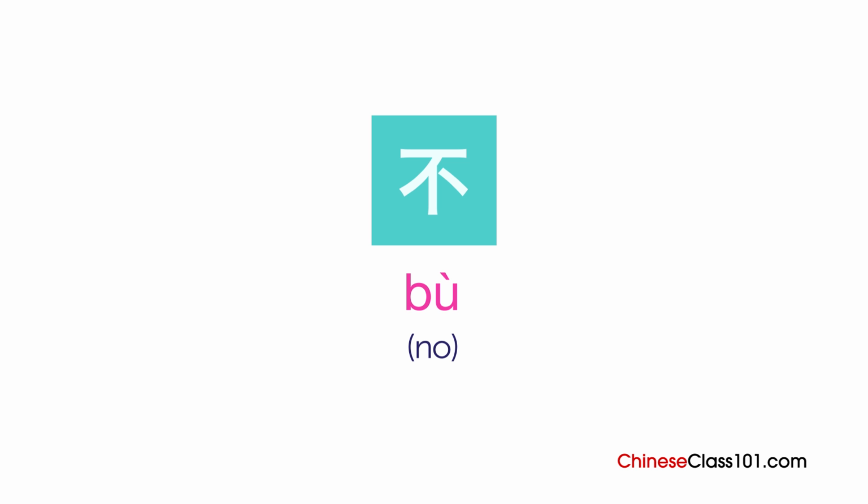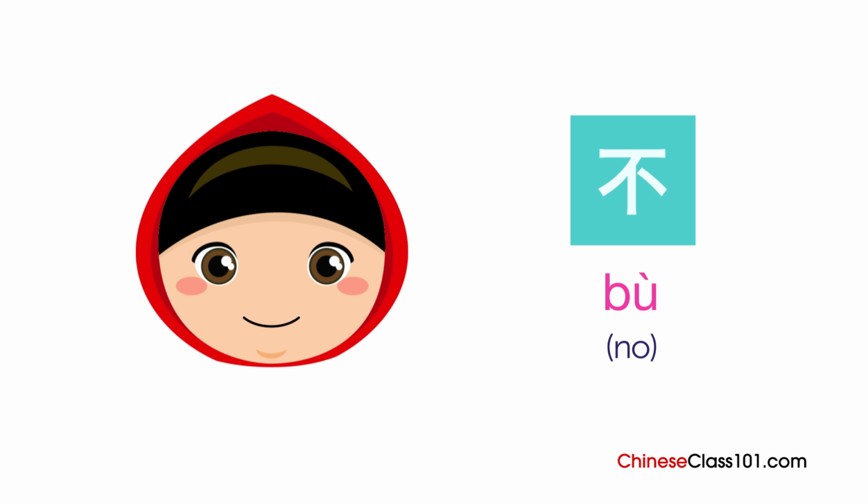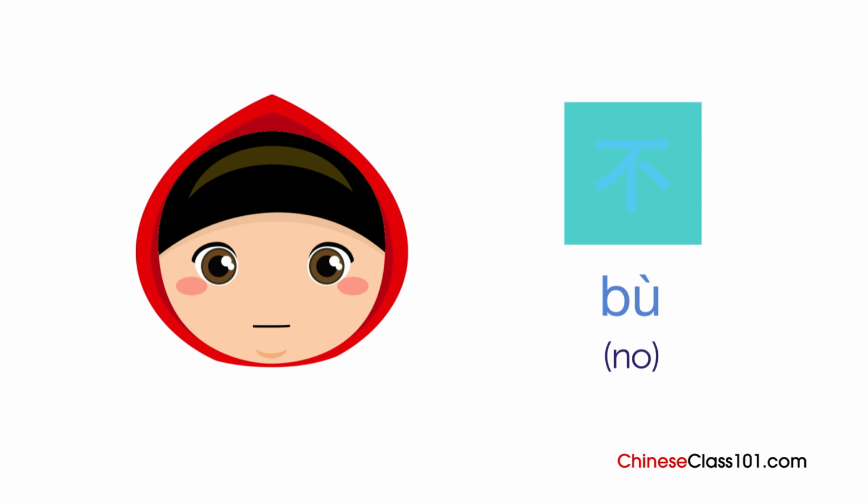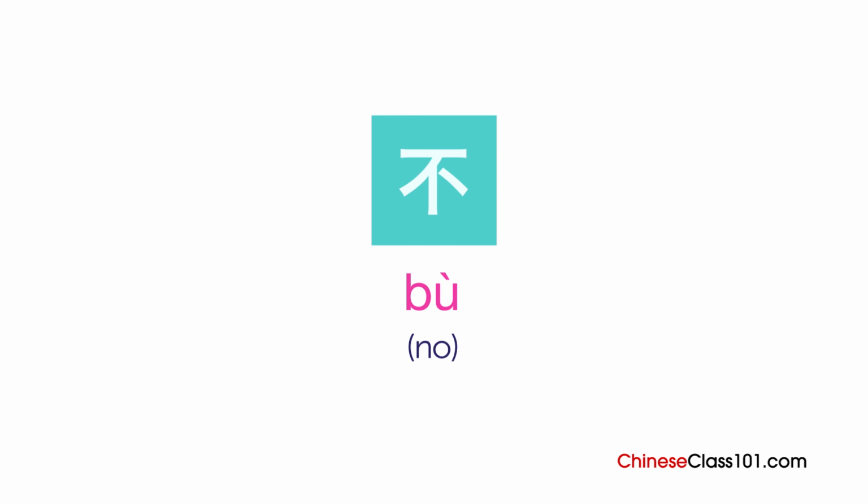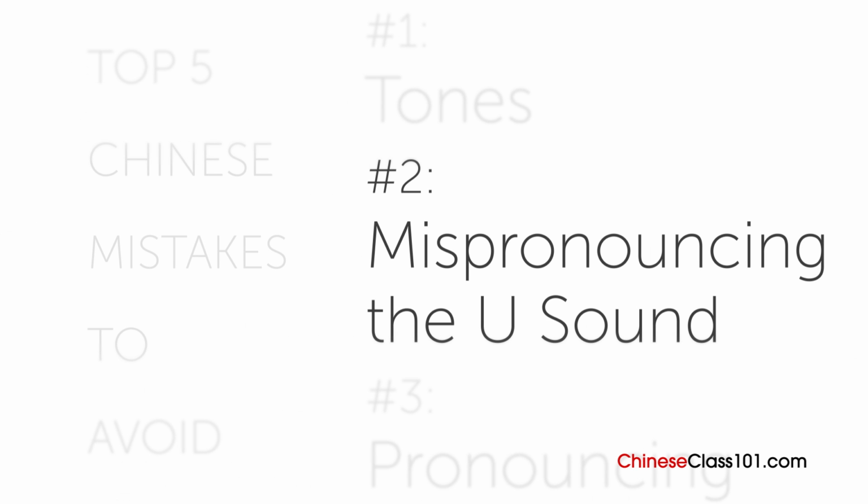Whenever you're pronouncing the Chinese U, imagine a little girl pouting and saying "no" in Chinese. 不. You want to round your lips as much as possible. It's better to over-exaggerate than to make the wrong sound.